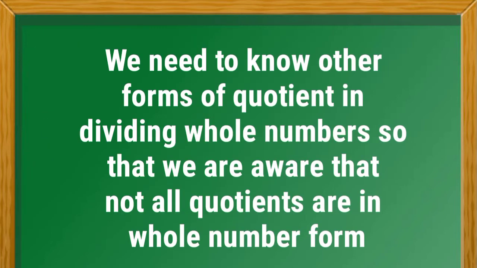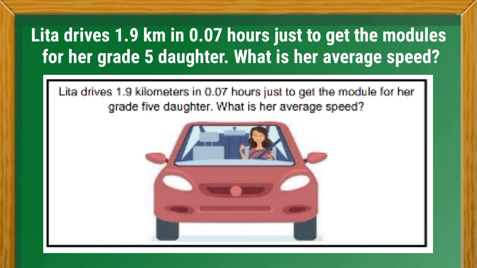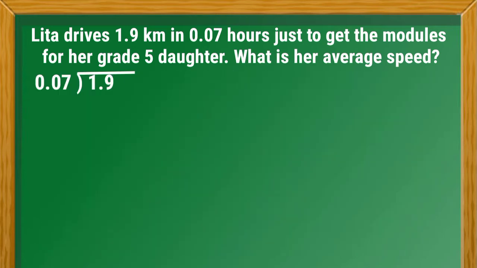We need to know other forms of quotients in dividing whole numbers so that we are aware that not all quotients are in whole number form. Problem number 1. Lita drives 1.9 kilometers in 0.70 hours just to get the module for her grade 5 daughter. What is her average speed? In order to know the average speed, we have to divide 1.9 kilometers by 0.70 hours.